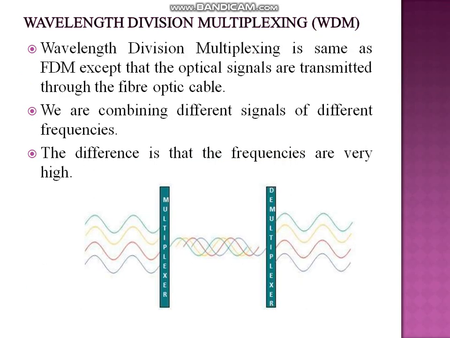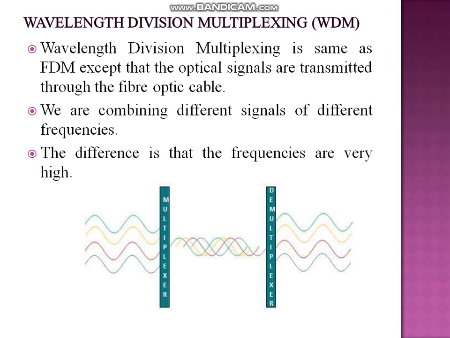Next, wavelength division multiplexing. It is used with analog signals, a type of multiplexing developed for use in optical fiber. Light has different wavelengths, which means colors. In optical fiber mode, multiple optical carrier signals are multiplexed into an optical fiber by using different wavelengths.